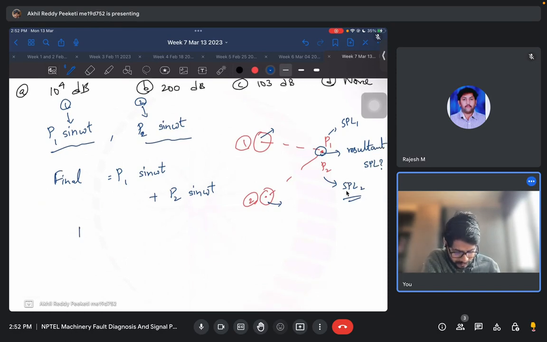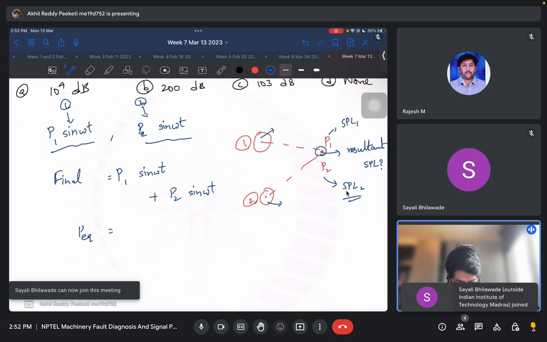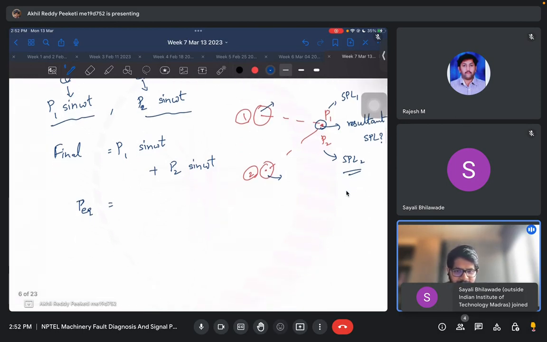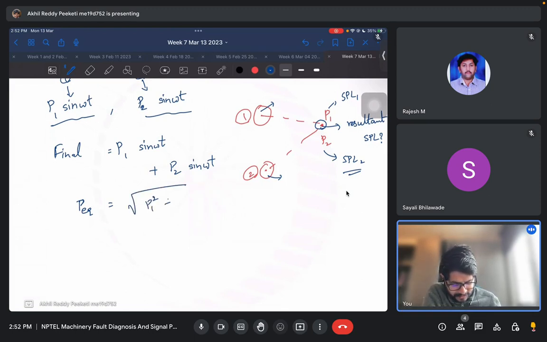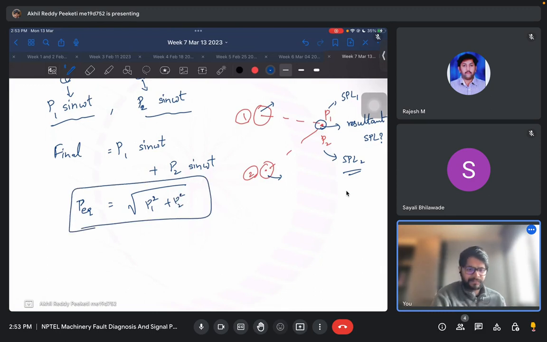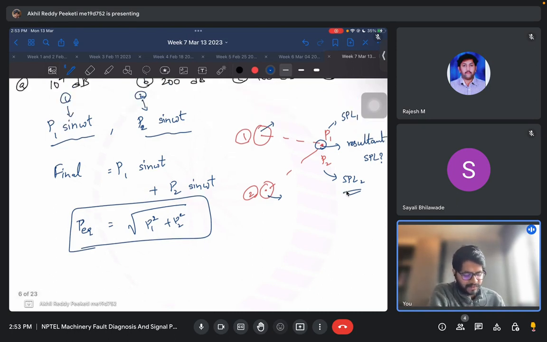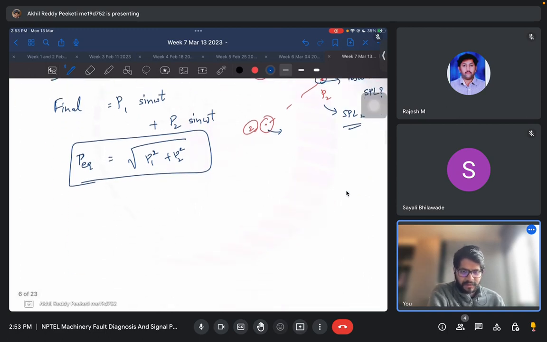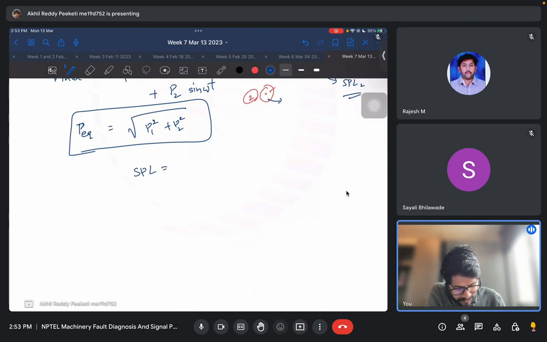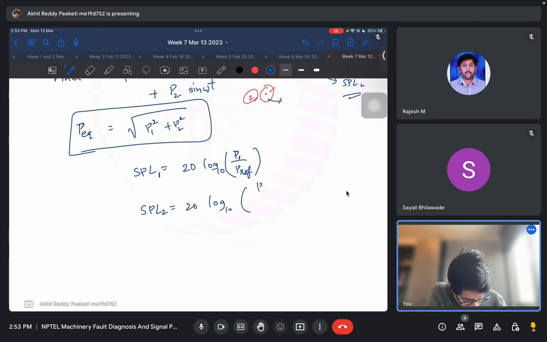So when you sum these two, then the equivalent pressure of these two, because these are sine terms, the effective magnitude for these two curves you can directly estimate like this, right? Okay, so this is the actual pressure equivalent at that point because of P1 and P2. Now you know how SPL is related to the pressure. This is how it is related, right? Now SPL1 will be 20 log 10 P1 by Pref and correspondingly SPL2 is 20 log 10 P2 by Pref.